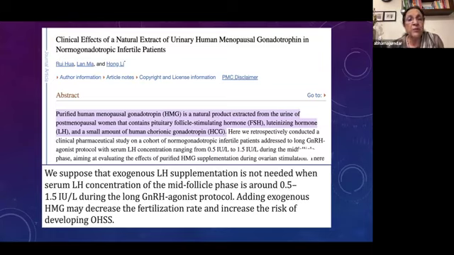Now, clinical effect of a natural extract of urinary human menopausal gonadotropin in normogonadotropic infertile patients. Purified human menopausal gonadotropin is a natural product extracted from the urine of postmenopausal women that contains pituitary follicle-stimulating hormone, luteinizing hormone, and a small amount of human chorionic gonadotropin also.